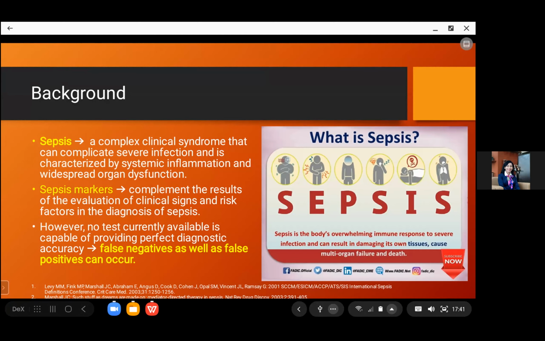Sepsis is a complex clinical syndrome that can complicate severe infection and is characterized by systemic inflammation and widespread organ dysfunction. Septic markers complement the evaluation of clinical signs and risk factors in the diagnosis of sepsis. However, currently we don't have any available tests capable of providing perfect diagnostic accuracy. So false negatives and false positives can occur.